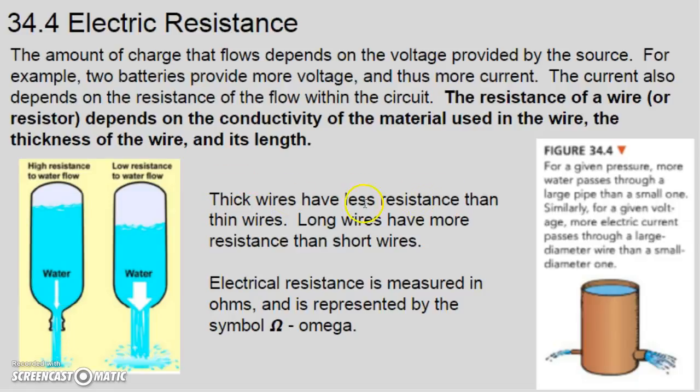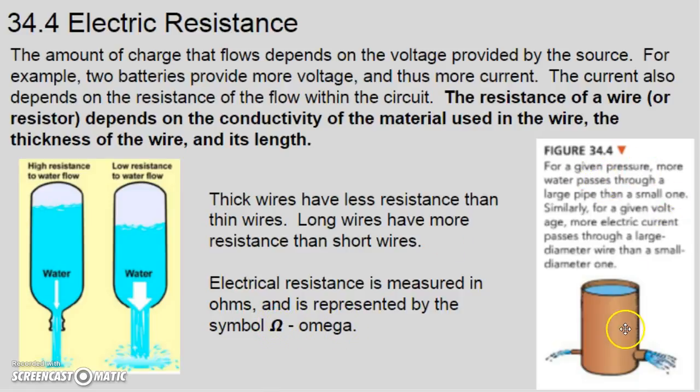So thick wires have less resistance than thin wires. Long wires have more resistance than short wires. Electrical resistance is measured in ohms. We're going to get used to this word, ohms. So if you're meditating, make sure you're meditating by going ohms. Okay, I'll move on. It is represented by the symbol omega, and that's what this symbol is here.